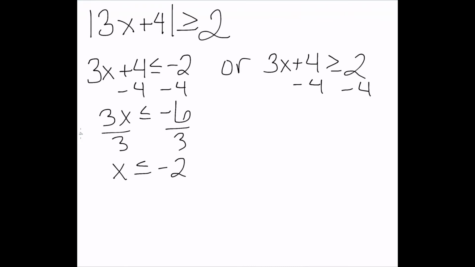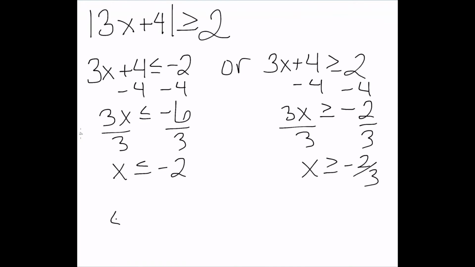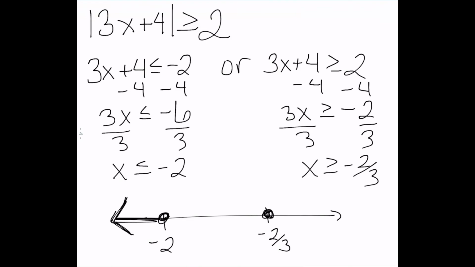On the right, I can subtract 4 from both sides. I get 3x is greater than or equal to negative 2. Dividing by 3 gives me x is greater than or equal to minus 2/3. So if I want to graph this, since I used a greater than or equal to and a less than or equal to, I'm going to include the points. I want it to be smaller than negative 2 or bigger than negative 2/3.